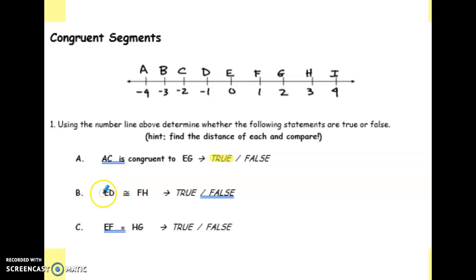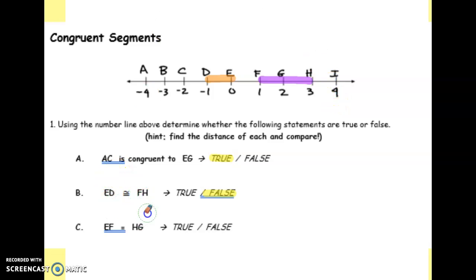So the second one here says ED is congruent to FH. So let's look at ED on our line. Here's ED. It is a distance of 1. And FH, oh, you should notice even by the colored lines up there, it is different. It is actually longer in length. It's got a distance of 1, 2. So when it's asking you, is that true? Is ED congruent or equal to FH? Your answer should be false.